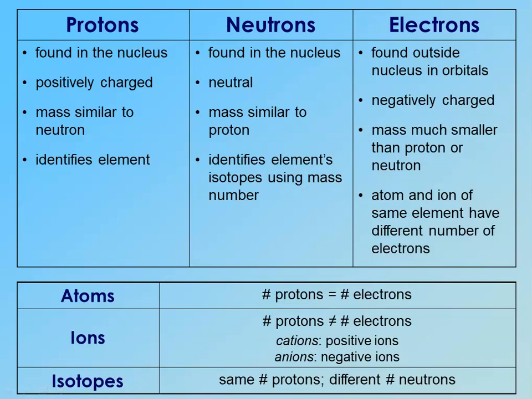Atoms will always have the same number of protons as they have electrons because they are electrically neutral, while ions will have a different number of electrons than protons. Ions that have more protons than electrons will be called cations. They are positively charged, while anions will form when you have more electrons than protons because you are negatively charged.